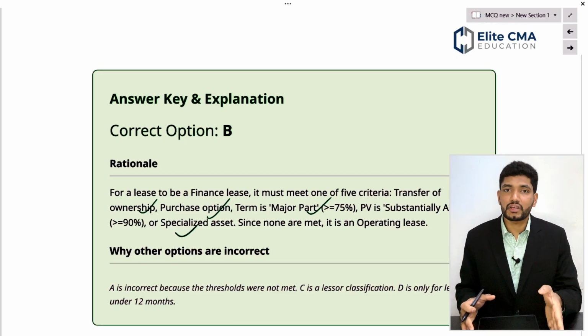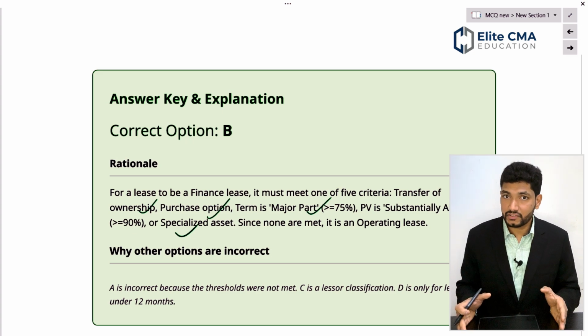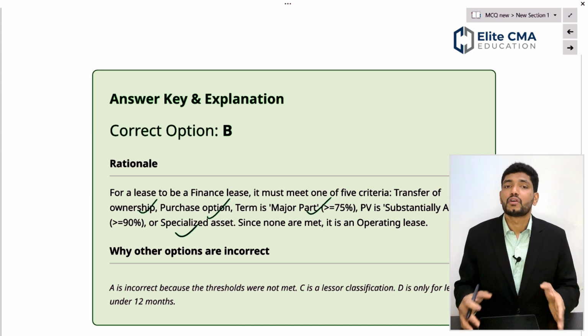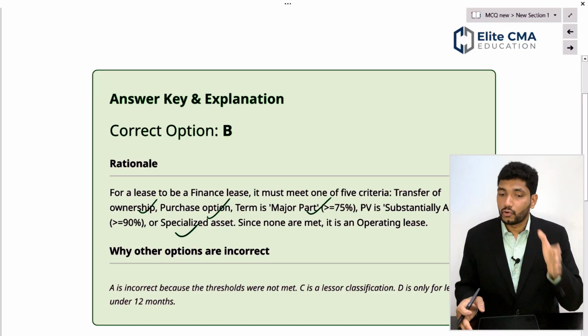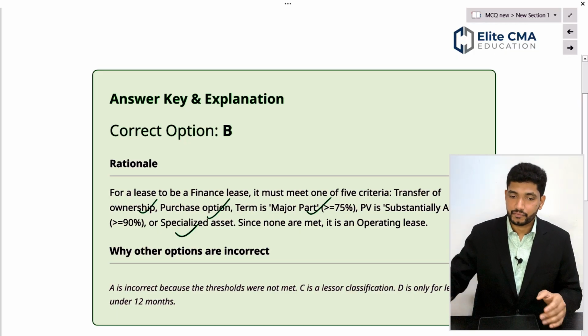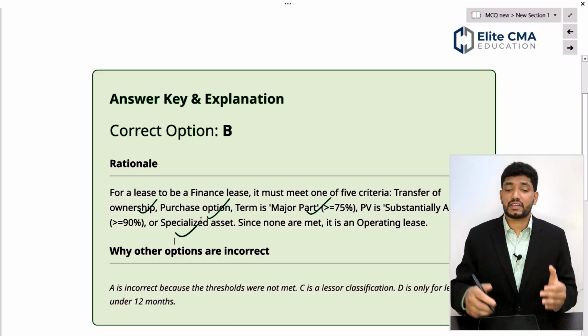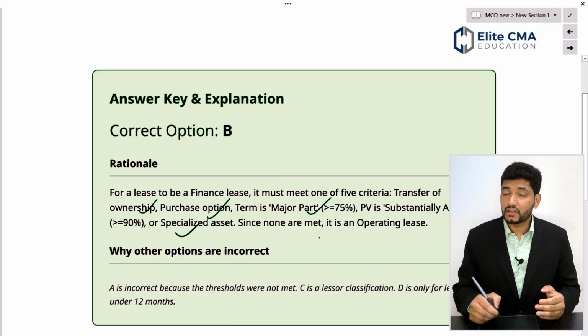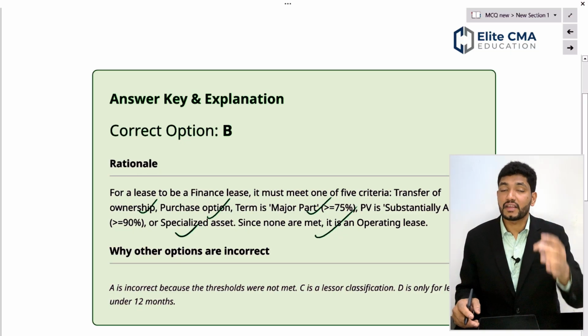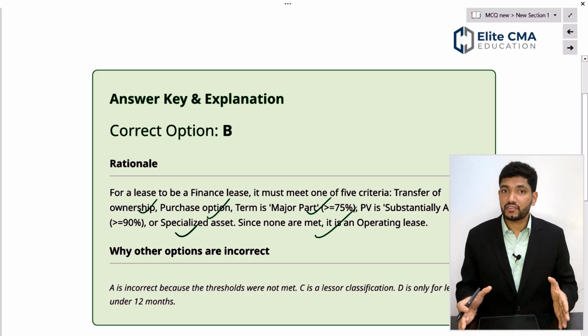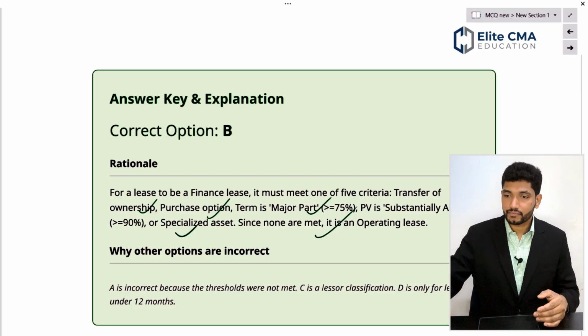If you are looking into the question, none of these criteria are met, so it is an operating lease. If any of these criteria are met or satisfied in a lease agreement, it can be classified as a financing lease.